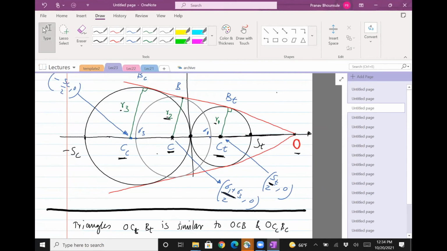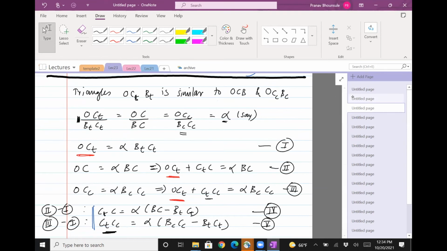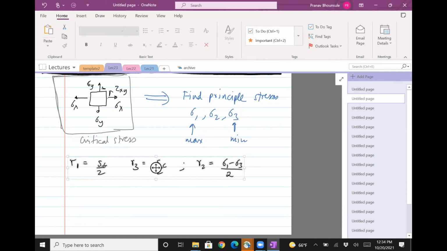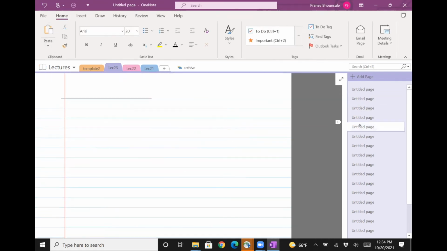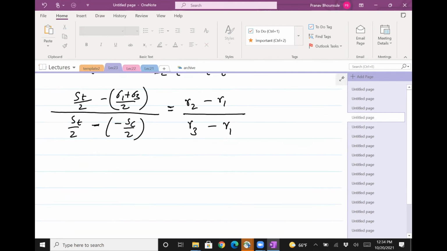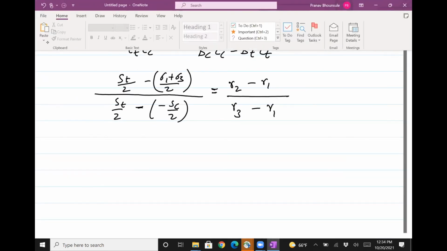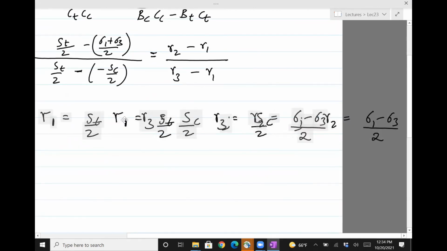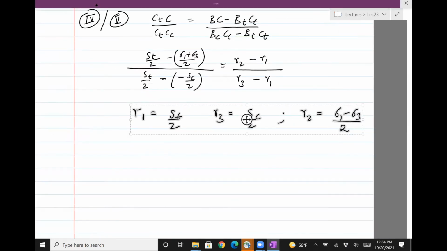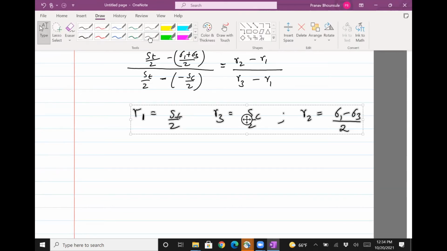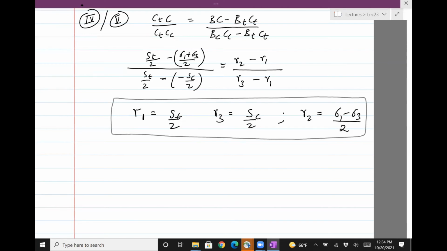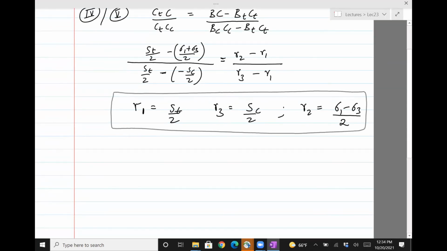I wrote it down here. Maybe the previous page. Yeah, so I have these expressions. I just have to sub them in. Copy. Paste. Okay, so I'm just going to sub that in.